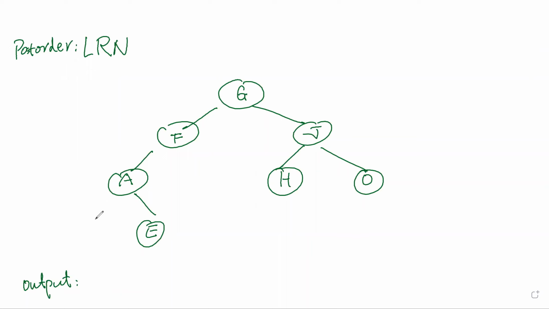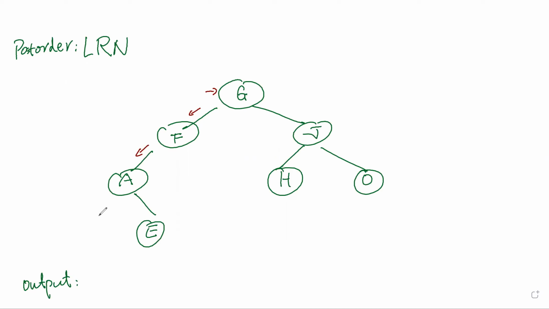First the output is E. First output. Why? Can you just start from the beginning? Yes, we start from G and we go to left first. Is F, and continue to go left. So right now we finish all the left. So we print root. So that is A.